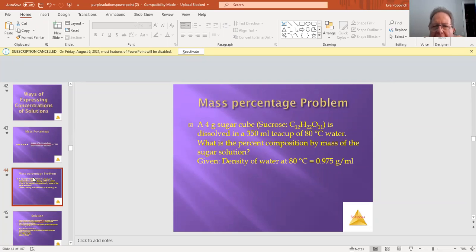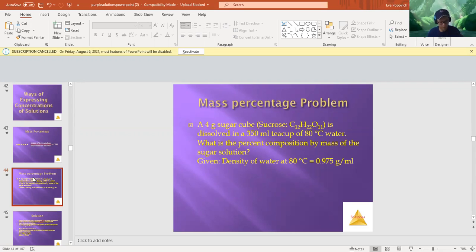Do you need to divide it to get the grams? Natalia, give it a shot. We need to multiply 0.975 times 350 to find the grams. Thank you. And then do 4 grams divided by 350 times 100 to find the percent composition. Not quite, Natalia. You forgot one thing.